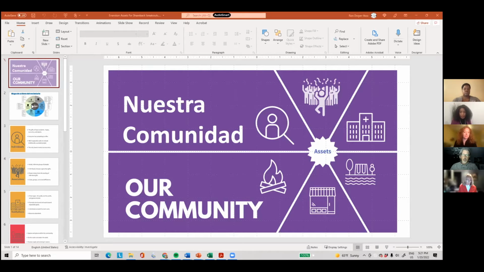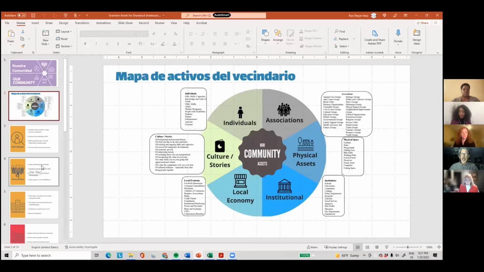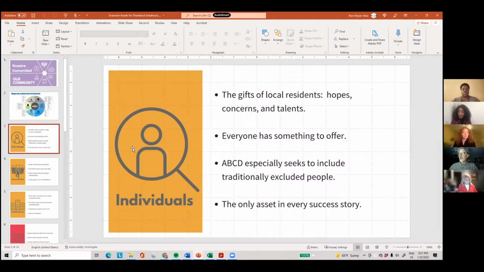And you saw earlier in Cecidra's presentation a map that was generated with some of the homework done in those sessions, and I'll show that to you again in a second. But I just want to get some language down. Generally, when we're thinking about community assets, we're looking at 6 areas. We're looking at the people, individuals, especially their connections and relationships, which is a huge asset. We look at associations, institutions, physical assets, local economy, and the culture and stories that exist in the community.